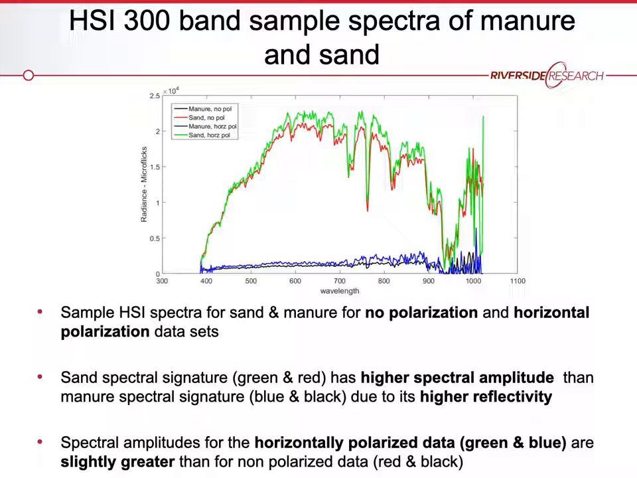The HSI 300 band sample spectra of manure and sand is shown in this image. Sample HSI spectra for sand and manure for no polarization and horizontal polarization data sets are shown. The sand spectral signature, which is shown in green and red, has a higher spectral amplitude than the manure spectral signature, which is shown in blue and black, due to its high reflectivity. Spectral amplitudes for the horizontally polarized data, shown in green and blue, are slightly greater than for the non-polarized data, shown in red and black.